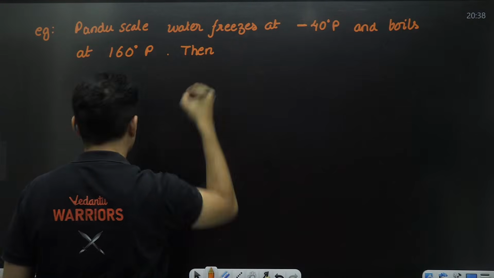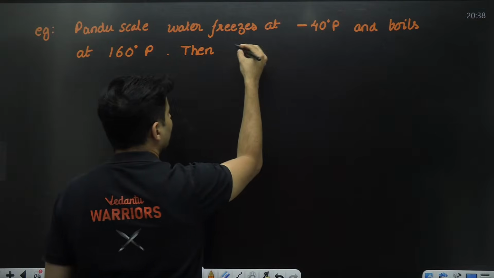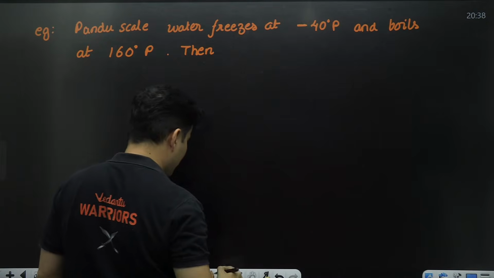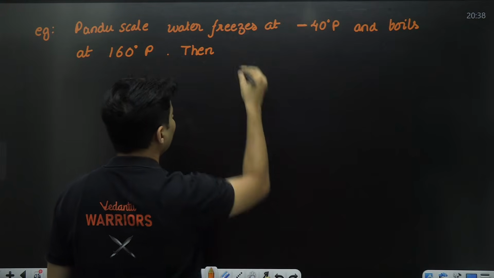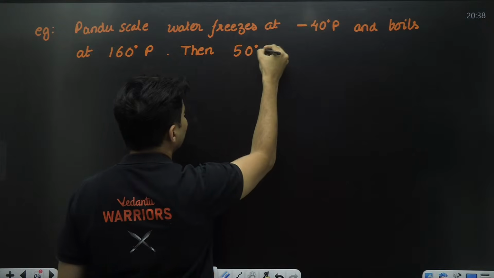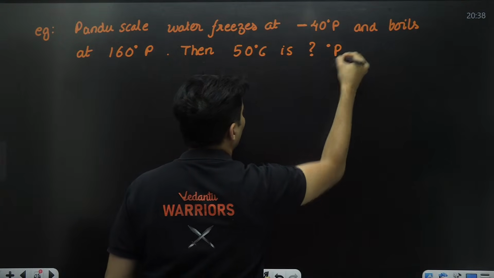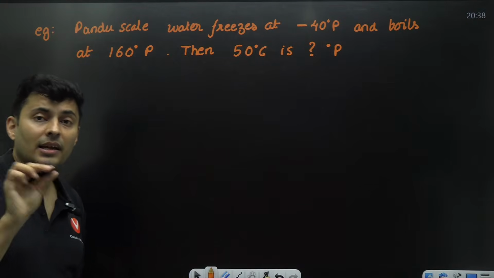Then here is the question. Let's say 30, or 40 degree, or we can take 50 degree also. Then 50 degrees Celsius is how many degrees in Pandu scale?